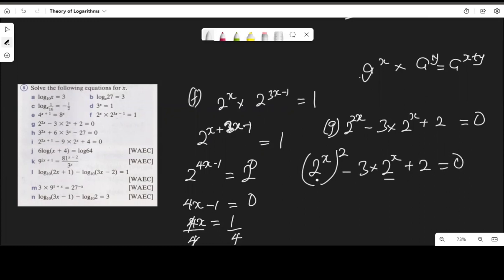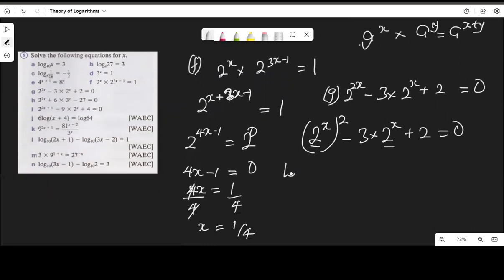I have 2 to the power of x here, I have it here, so I can substitute it with anything. Let me use p. Let p be equal to 2 to the power of x, so that this now becomes p squared. Now the equation is p squared minus 3 times p, since I have another 2 to the power of x there, plus 2 equal to 0.